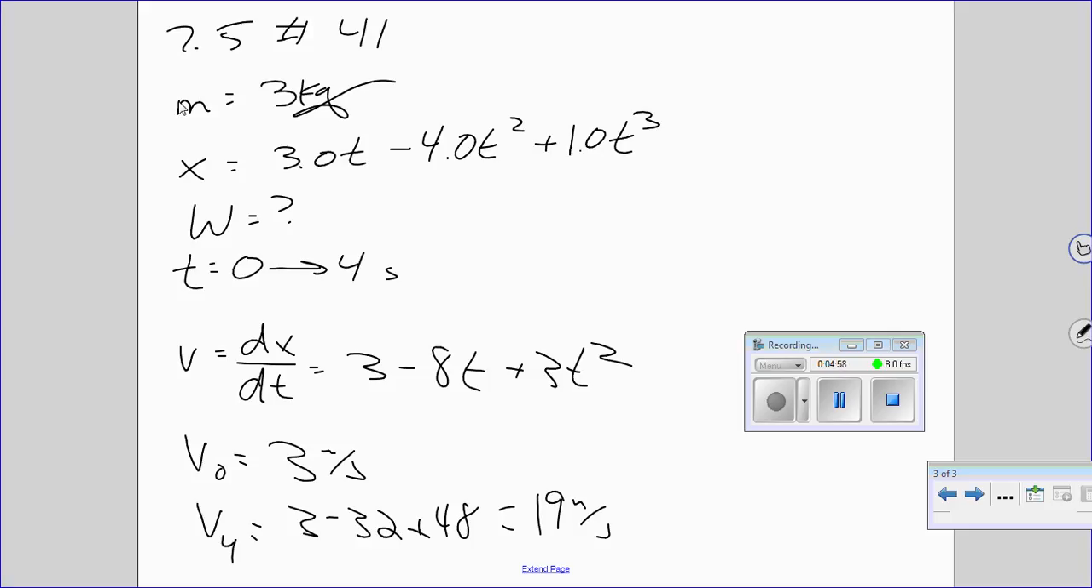So, are there specific ones that Alex or anybody wants me to do from 7.5? Which one? 57. Incidentally, you guys, I feel like this is a pretty reasonable question, because it was 2 steps: derivative and find your kinetic energies. I guess that's more than 2 steps. So, okay. What did you say, 57? Oh, right.